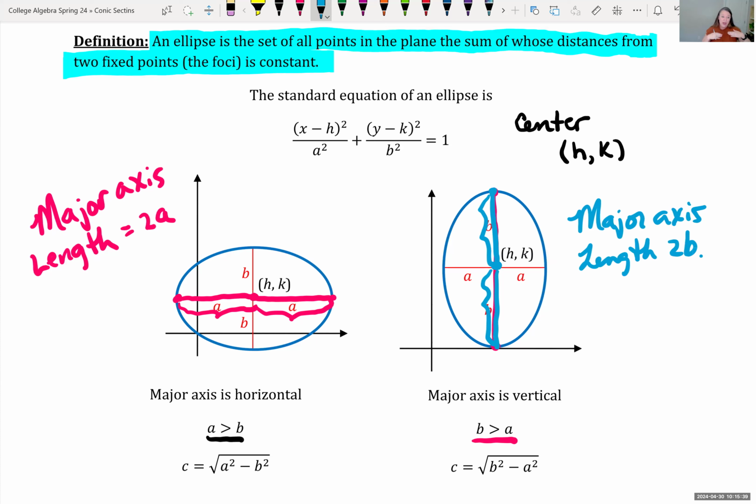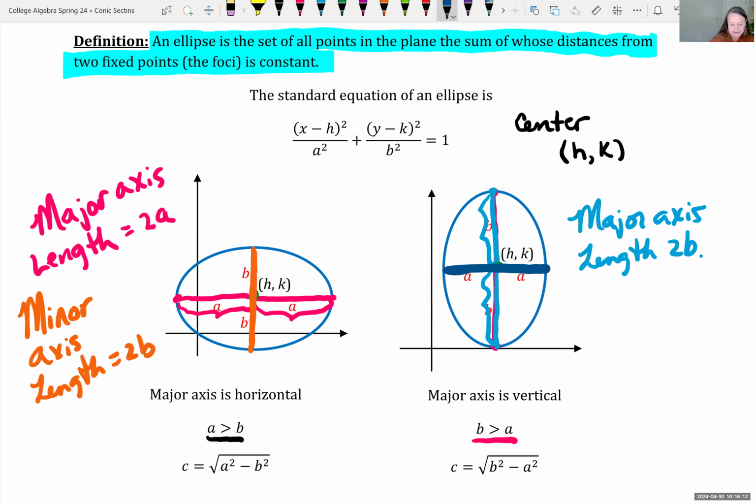Notice there are two axes that go through this center. There's the major one we just talked about, but there's also the smaller length, and this smaller length in here is called the minor axis. That minor axis has a length of 2B in this case, and in this other case, our minor axis is 2A.